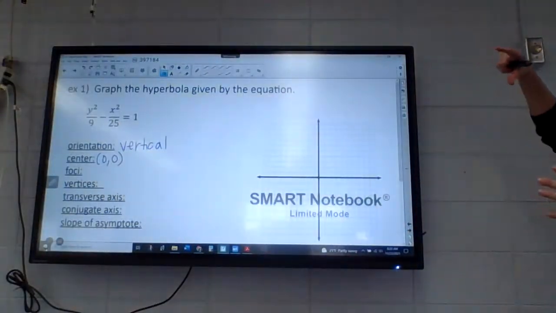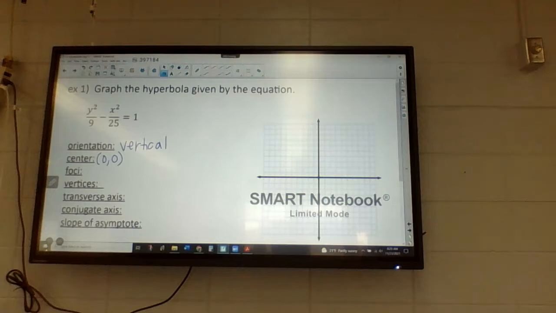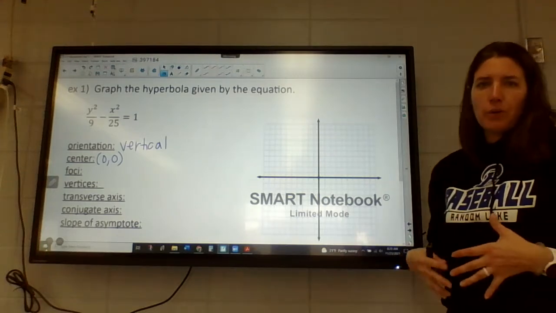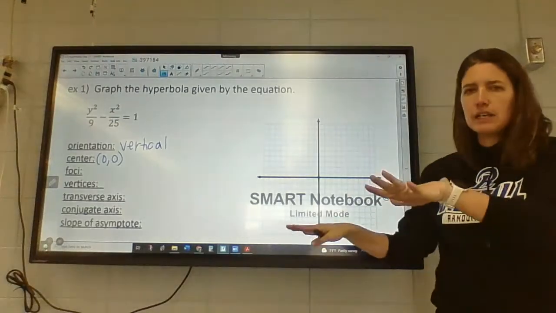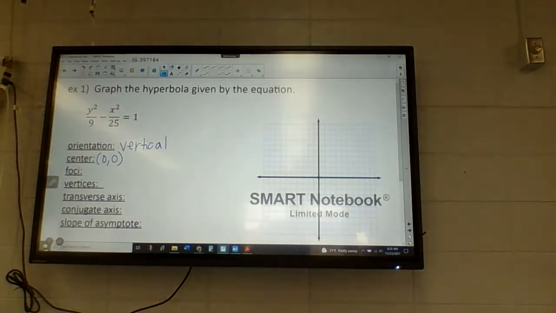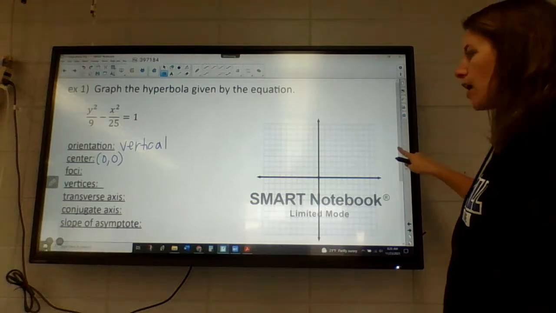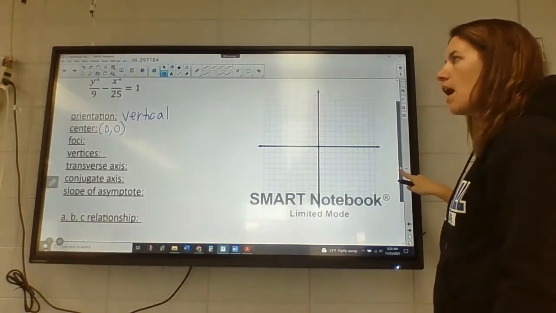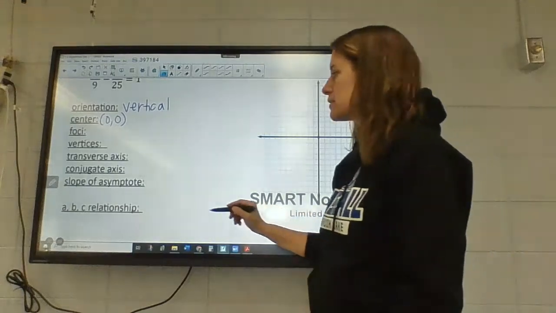It's going to be vertical, so that means it's going to look like basically two parabolas up and down from one another, rather than left and right. The center is 0, 0, so there's no h and k. That's a nice way to ease into this. Now remember, the foci is plus or minus the c value, so we have to go down and figure out what c is before we can move on from the rest of this.